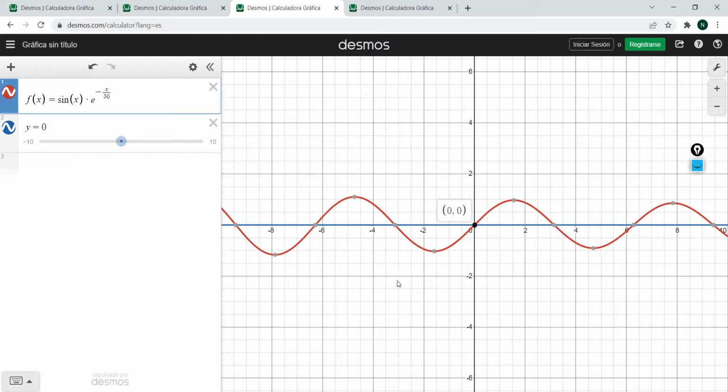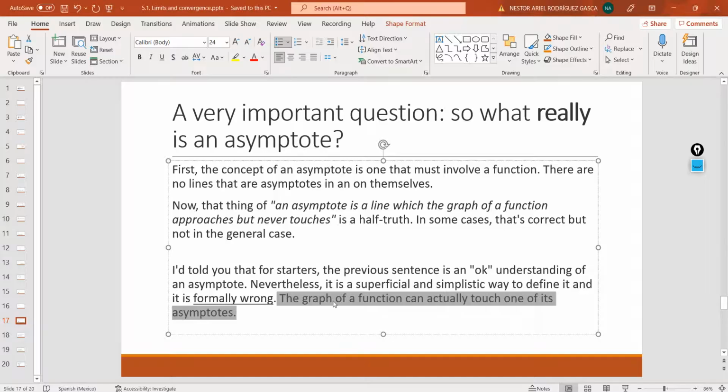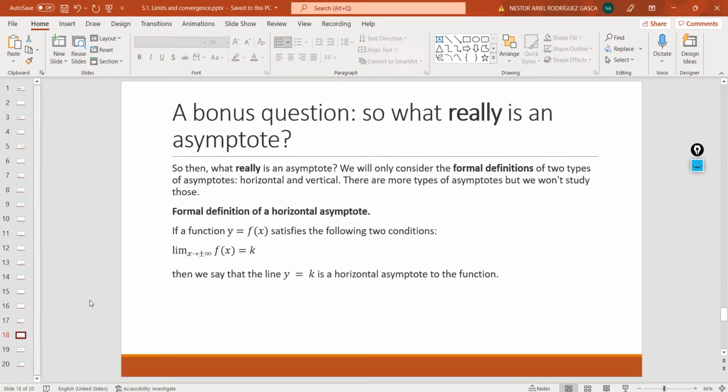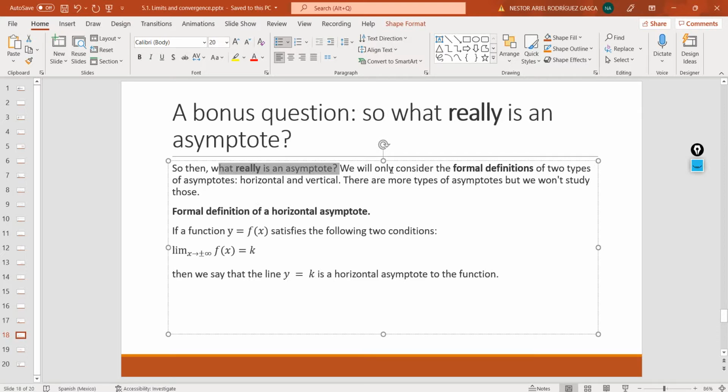Okay, so what is the formal definition then? What is happening is the following. Let's see. So then what really is an asymptote? I'm gonna give you the formal definitions of two types of asymptotes, the horizontal ones and the vertical ones. Those are the ones we will study. There are more types of asymptotes, but we won't study those.